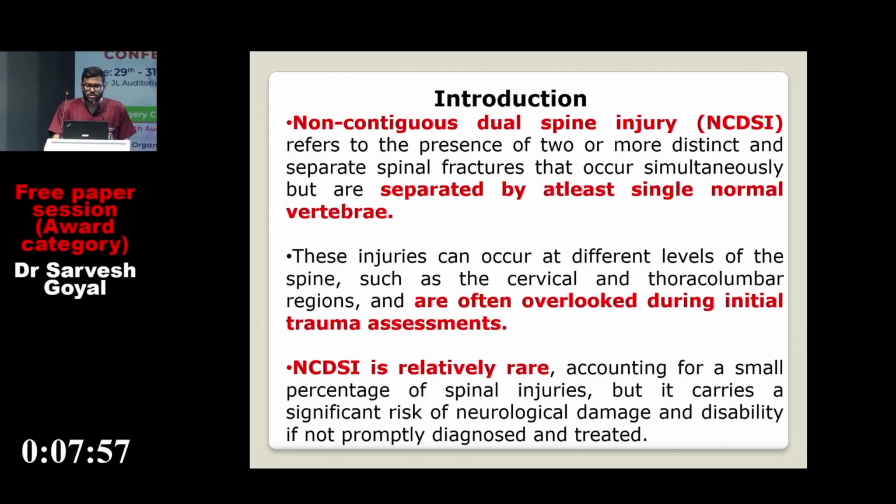Non-contiguous dual spine injury refers to the presence of two or more distinct or separate spinal fractures that occur simultaneously but are separated by at least a single normal vertebra. These injuries can occur at different levels of the spine, such as the cervical and thoracolumbar region, and they are often overlooked during initial trauma assessments.